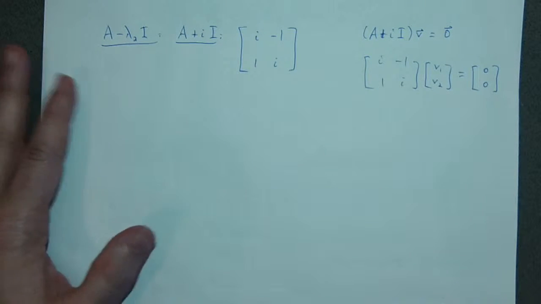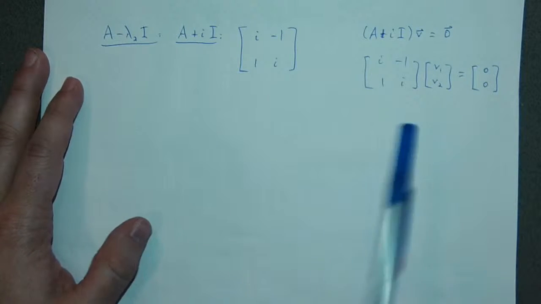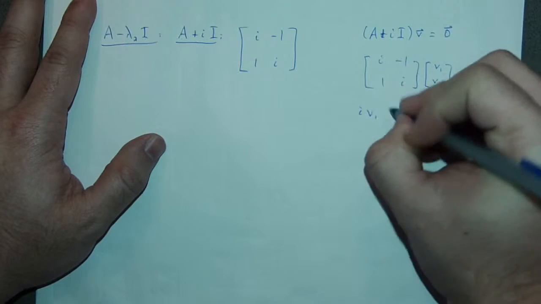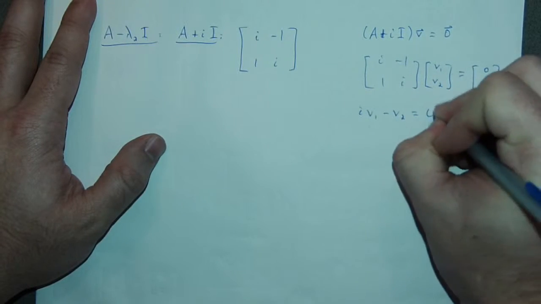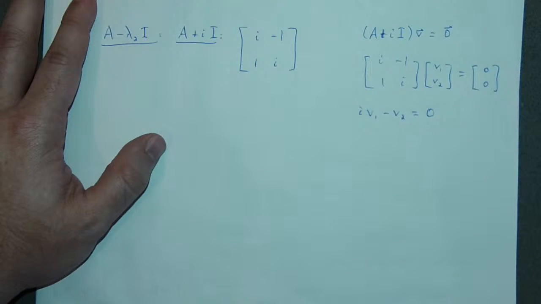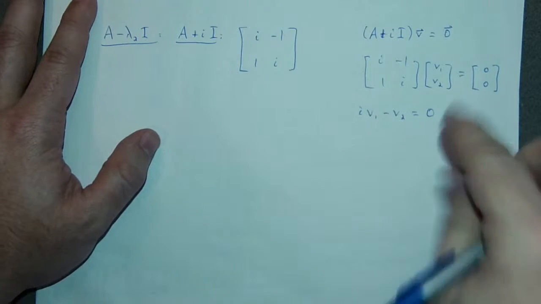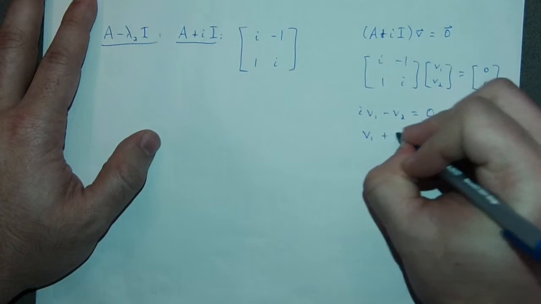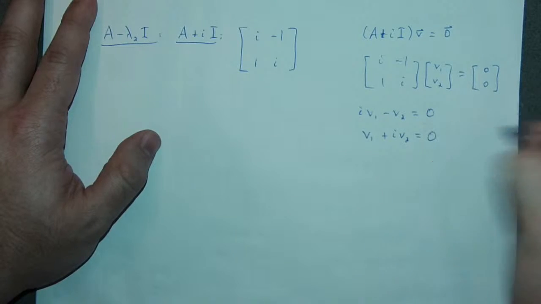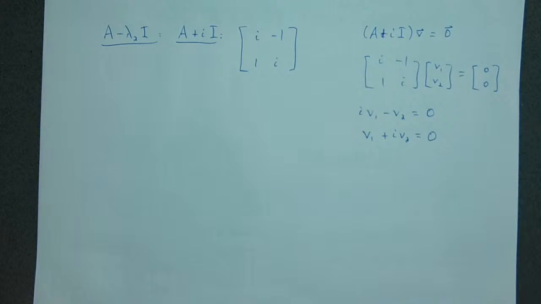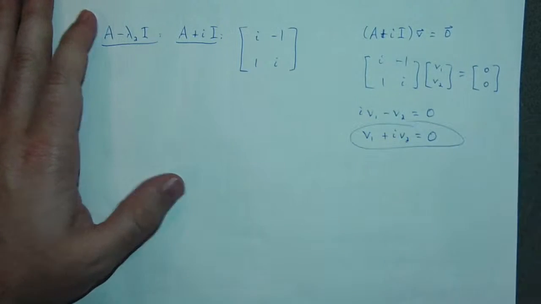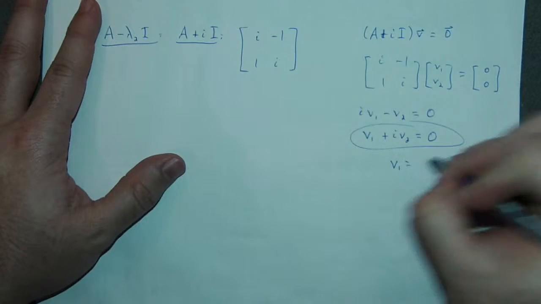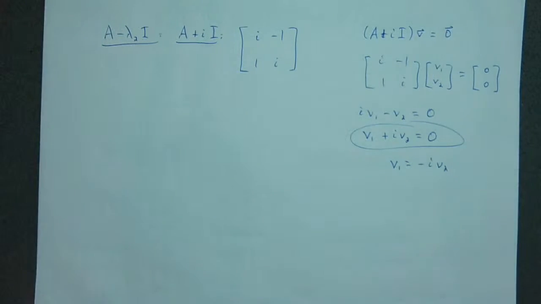Okay. And so, writing this out again, this would be I v1 minus v2 is equal to 0. And similarly, this would be v1 plus I v2 is equal to 0. Okay. I'm going to use the second equation again just because that's what I used in the first one, even though maybe you don't think it's as easy. So v1 is equal to minus I v2.